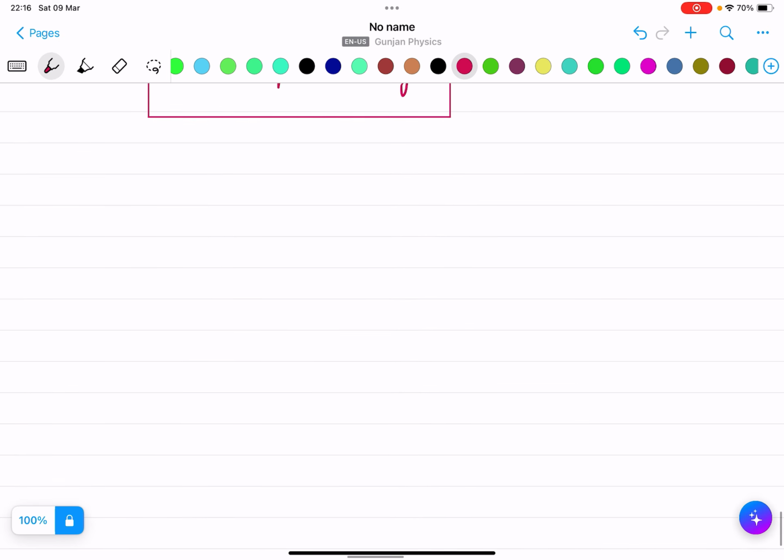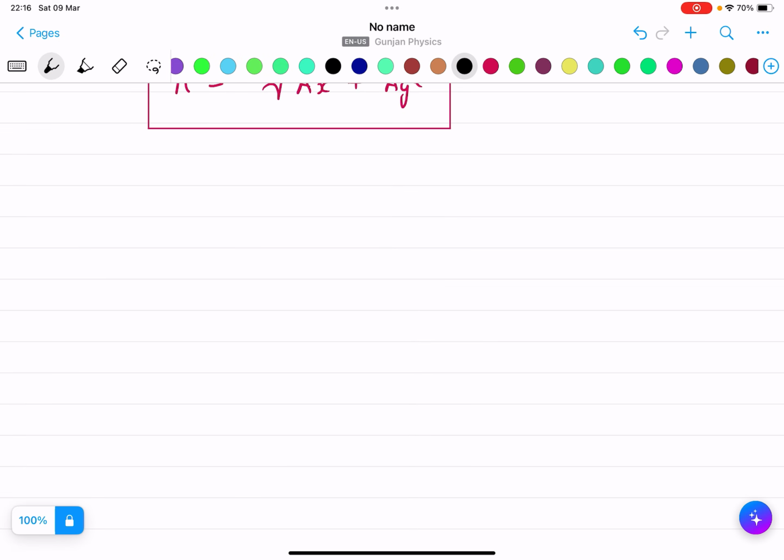Okay, so next and the last heading for today's lecture is the unit vectors.